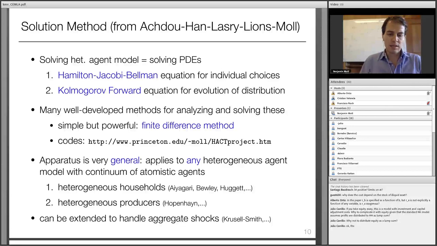Sorry, one thing I should have said: in the present paper that we have so far, we're not going to have proper aggregate shocks. I'm going to show you impulse responses to monetary policy shocks later, but we're basically not doing proper aggregate shocks.